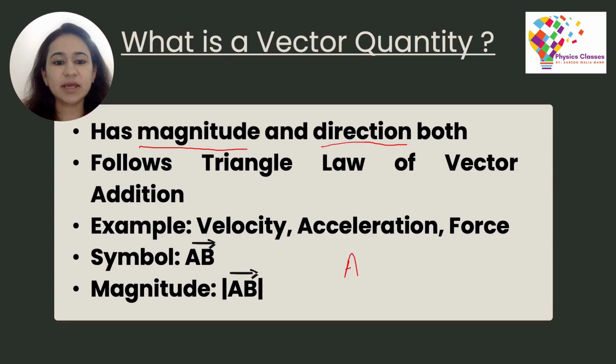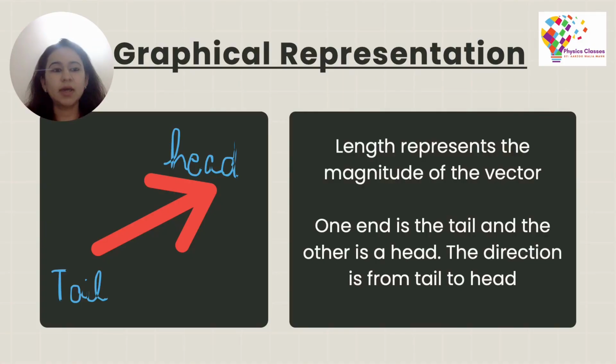Now, when you talk about vectors, what is their symbol? You just write the vector AB and put an arrowhead at the top of it. This arrowhead at the top is the symbol that tells you AB is a vector. And if I put it between these two lines over here, the modulus that you see, that is the magnitude of the vector.